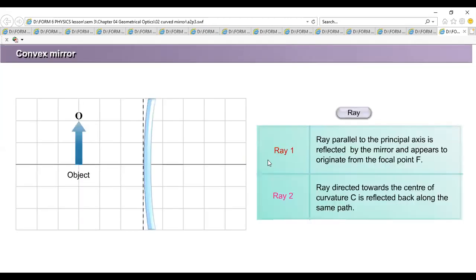Next, how about a convex mirror? Ray 1, we look at the ray. First, the ray parallel to the principal axis is reflected. After that, if the light ray is directed to C, that means the ray directed towards the center of curvature C is reflected back along the same path. The rays cross each other with the line here. So this will be the position where the image is formed.